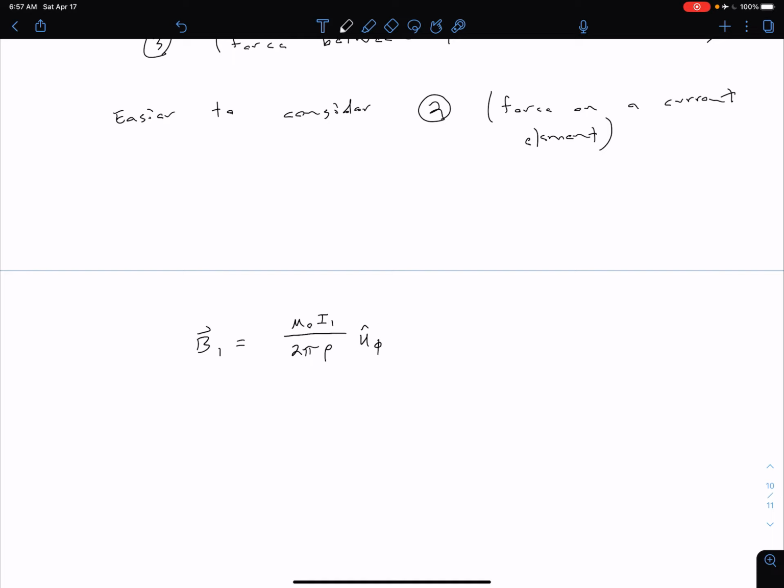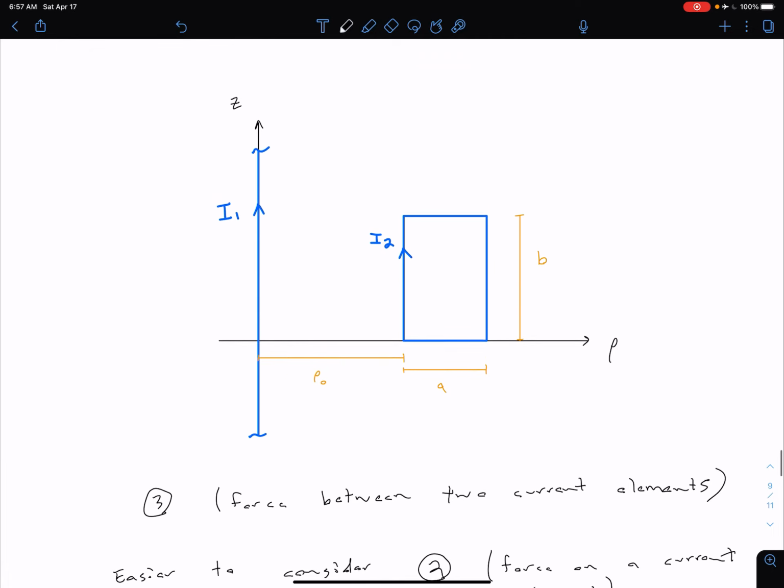And to be general, we said that our phi direction was equal to our u of L, which is the direction of the current, cross with the u of rho, which was the direction of the unit vector in the perpendicular distance from the filament to the point of interest. But again, in this particular case, those phi and rho directions are going to align with our general definitions for cylindrical coordinates.